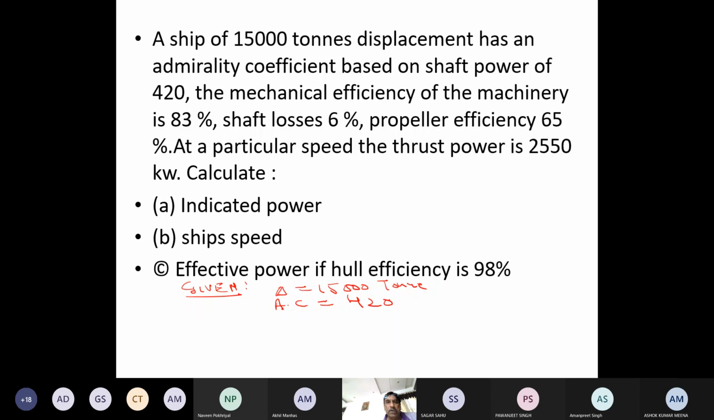Then we have mechanical efficiency, which is 83%. This is all given. Then shaft loss is 6%. Therefore, I can say transmission efficiency is given as 94%. Propeller efficiency is 65%. So all these three efficiencies are given already. One more thing given is the thrust power, TP.